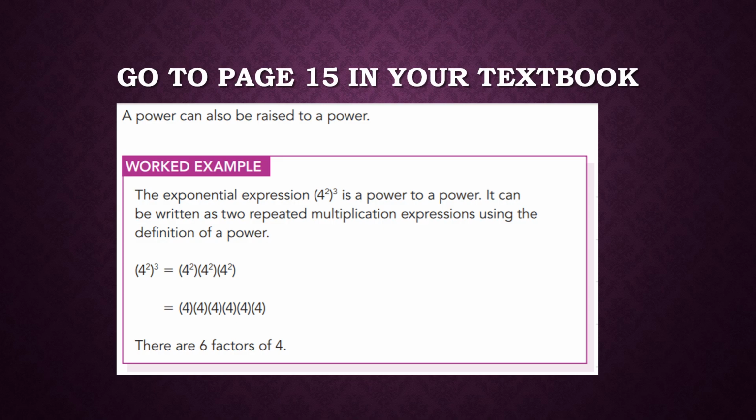So if we recall, if we had 8 squared, that means we want 8 times 8. But in this sense, we want 4 squared to the third power. So that's why it becomes 4 squared times 4 squared times 4 squared, which then is broken down. So 4 squared, we know it's 4 times 4. 4 squared is 4 times 4, and 4 squared is 4 times 4. So there are 6 factors of 4.